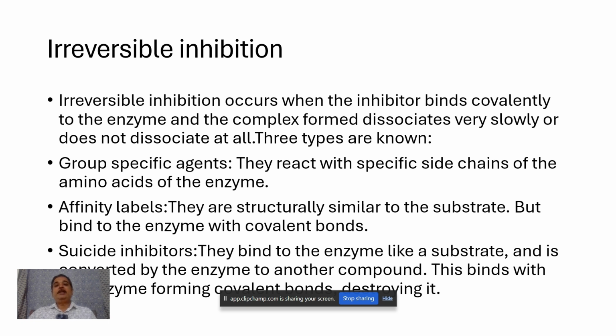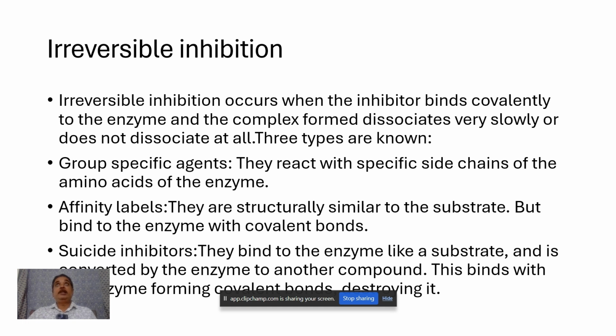Second one is affinity labels. They are structurally similar to the substrate but bind to the enzyme with a covalent bond. So you know that enzymes bind with the substrate by non-covalent interactions only. But here in affinity labels, these inhibiting molecules are structurally similar to the substrate, but they bind with the enzyme with a covalent bond. So once formed, the enzyme cannot bind the substrate. So it is permanently destroyed.